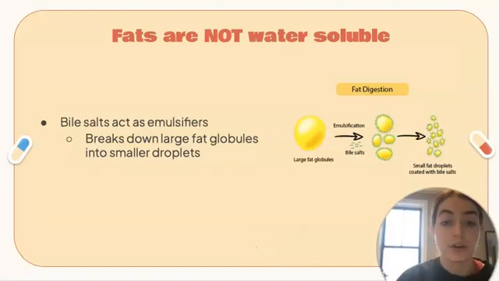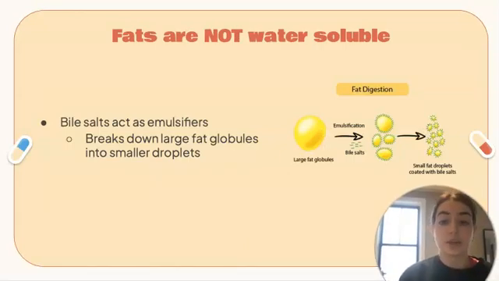Fats are not water soluble, which can make it pretty difficult for enzymes to access and break down dietary fats effectively. So bile salts act as emulsifiers, which means they have both hydrophobic and hydrophilic regions. When bile salts come into contact with fat globules in the digestive tract, they surround the fat molecules with their hydrophobic portions interacting with the fat molecules and their hydrophilic portions interacting with water. This process breaks down large fat globules into small fat droplets, and is known as emulsification.